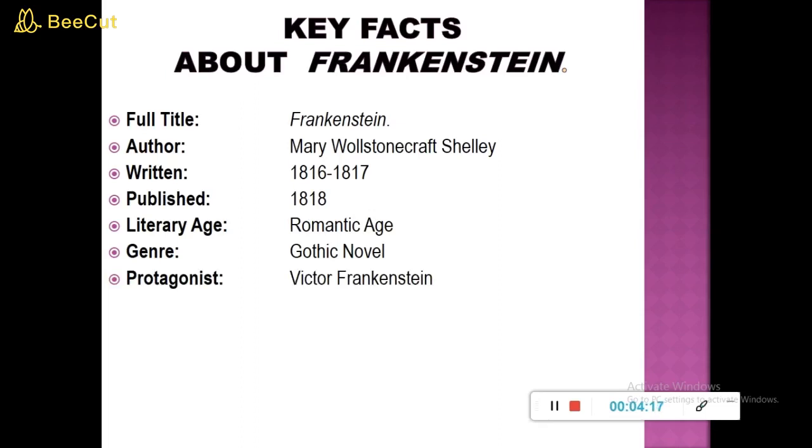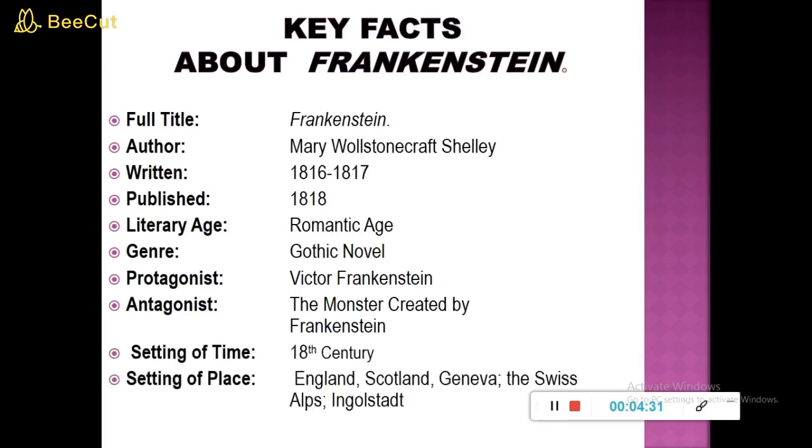He is a student. The antagonist of this novel is a monster which is created by Frankenstein. And this monster goes out of the control of Victor and starts killing people. He is the monster. The setting of time is 18th century and the setting of place. Several places have been shown: England, Scotland, Geneva, the Swiss Alps and Anglo Estate. These places have been shown.